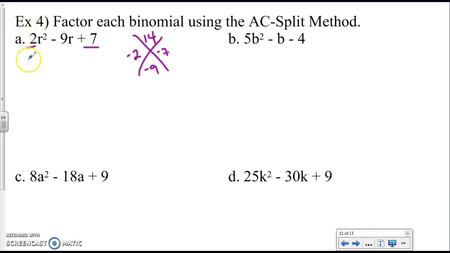You just need to make sure you have both of those there with the right signs. So I have 2r squared, staying the same. I'm going to split the middle, so I have minus 2r and minus 7r. And then I have a plus 7 there. I'm going to go ahead and make two groups.